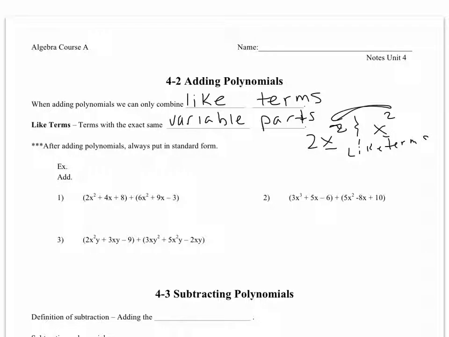So for example, here we have a 2x squared, and I look to find any more x squareds, and here's another one. So now I can add those two. 2x squared plus 6x squared, we just add coefficients. So 2 plus 6 is 8, and then you bring the variable part along.